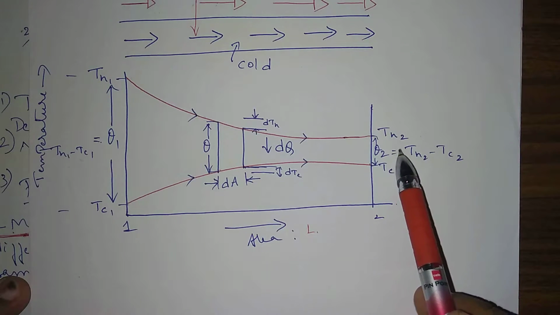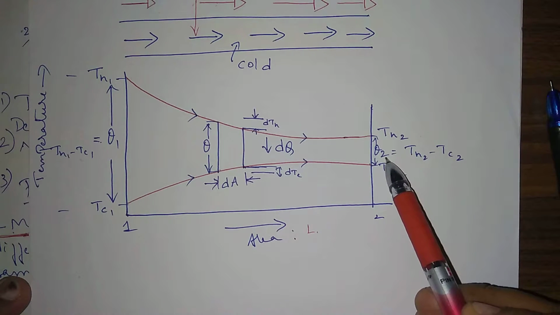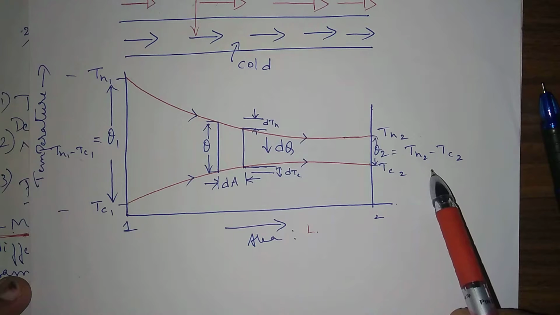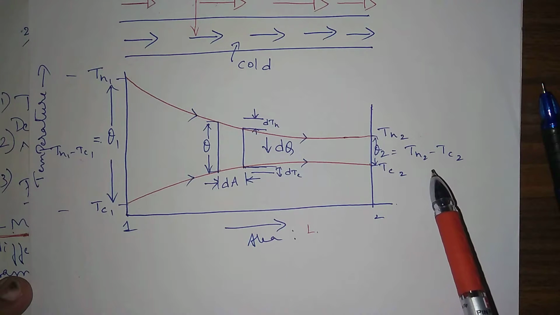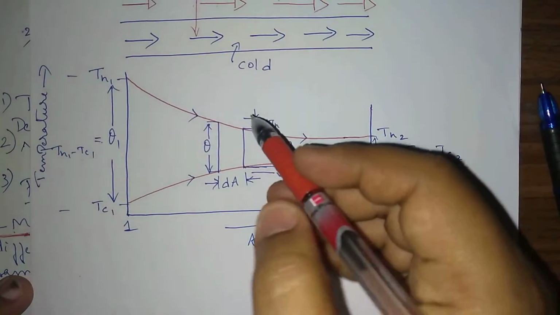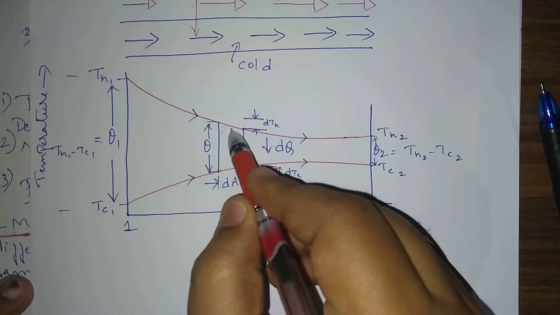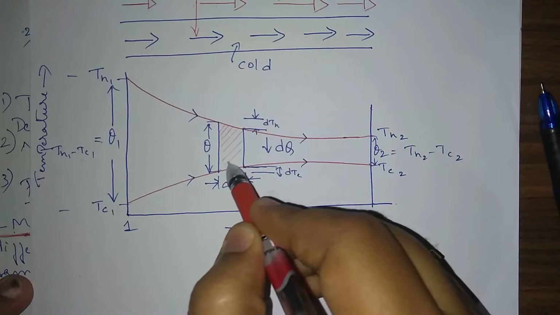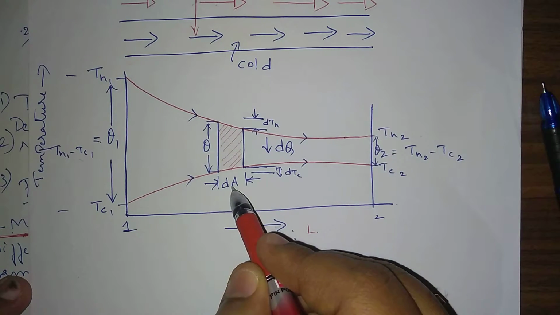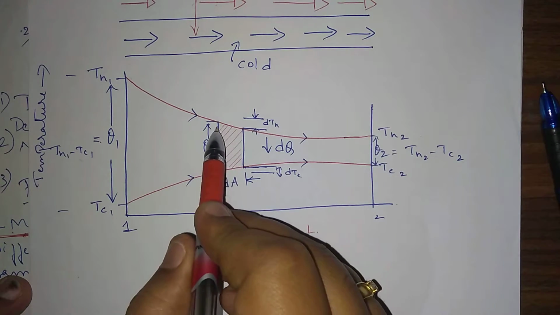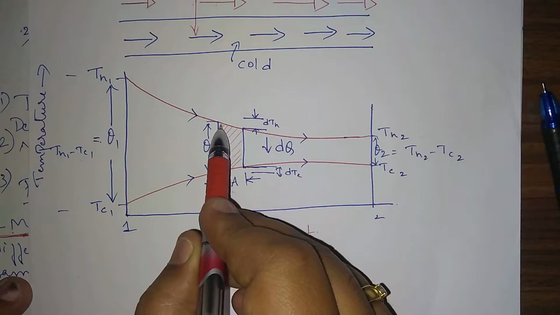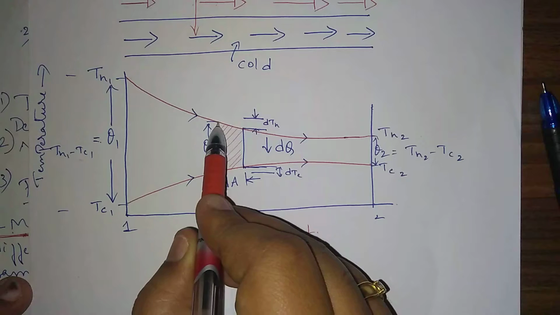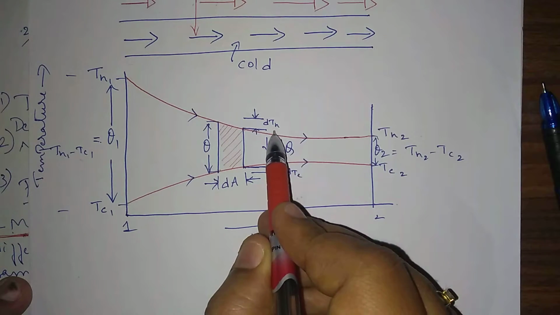Similarly, at the outlet we have a temperature difference, that is theta2, which is TH2 minus TC2. Now if we take a small area in between, this is called dA, and you can see here the graph is coming down. If you want to take the slope, this difference is dTH.